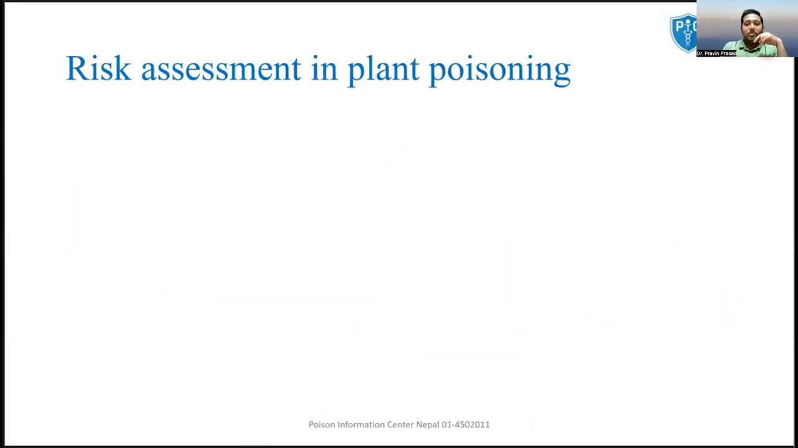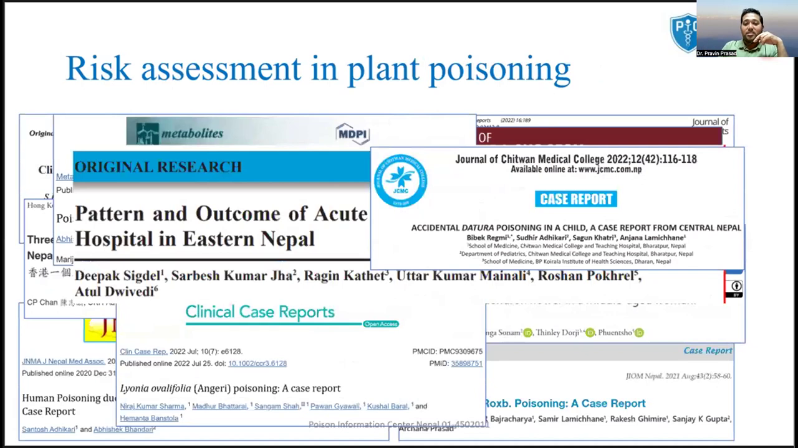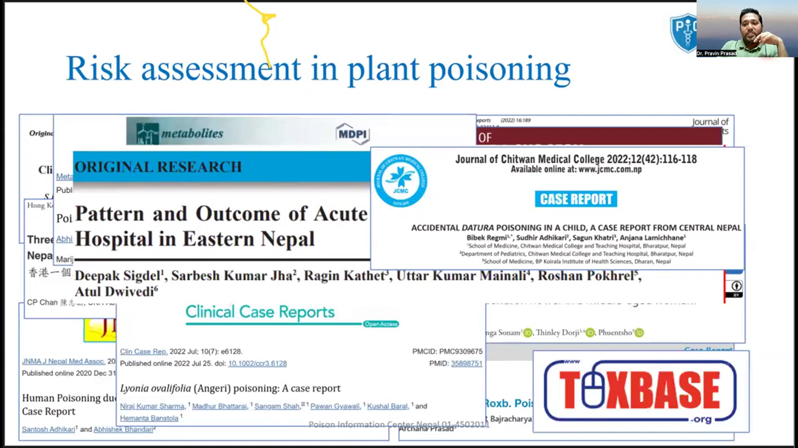Other than that, we want to go for risk assessment. So how do we do that? Once we know the agent that the patient has taken, then what can we expect the patient to develop? So for that, the case reports that we had discussed earlier, we can go through them. There's plenty of them, and sometimes even databases like TOXBASE, UpToDate, Medscape also have some information that can be referred to. And last but not the least, we have the Poison Information Center. You can call us and we'll be happy to help whenever possible.